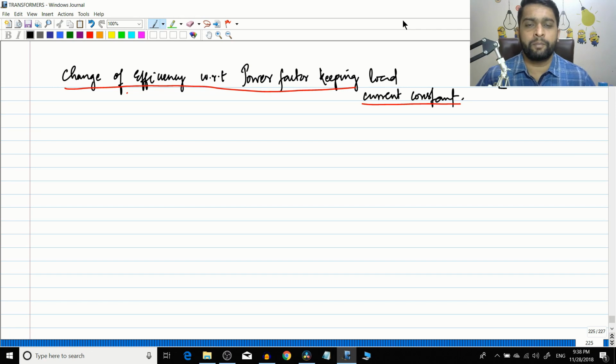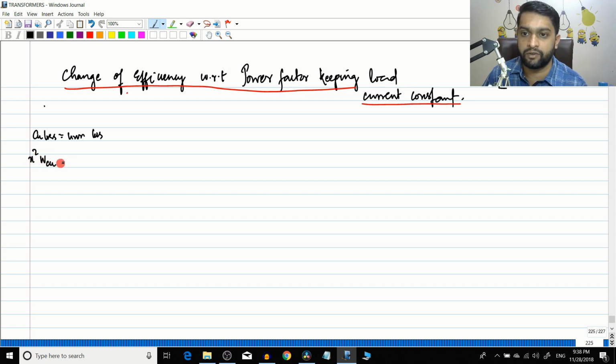Hello friends. In the previous video we saw the maximum efficiency condition of the transformer with respect to changes in load current. I2 was varying, keeping the power factor constant, and the conclusion was that you get maximum efficiency with respect to the change in load current when the copper loss is equal to the iron loss, or x square W_cu is equal to W_i. This was the condition that we derived in the previous video.